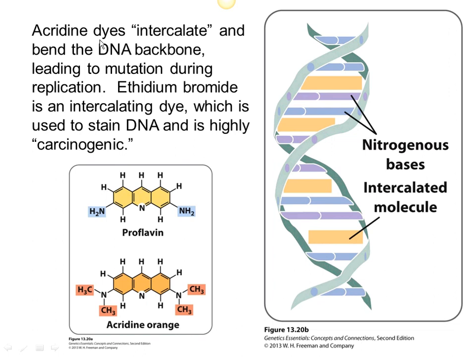Acridine dyes are mutagens. They intercalate into the DNA double helix. Intercalate means insert. And they bend the backbone of the DNA. You can see this DNA is kind of warped, and it tends to lead to mutations or mistakes during DNA replication. Ethidium bromide is a dye that's used in electrophoresis gels, and it's very carcinogenic because if it gets into your skin cells, for example, it will intercalate into the DNA and lead to mutations.